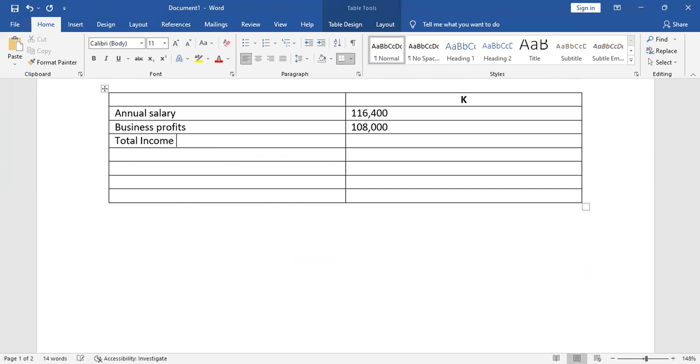So total income from business profits and salary. I can even label this one in bold. Just do this. This looks neat.